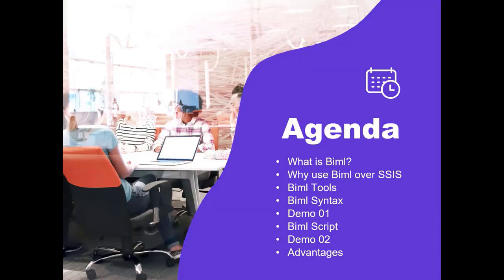Next, we will move on to demo one. Here I will be demonstrating how we can create an SSIS package using Biml. After that, we will touch on BimlScript components. Then we will move on to demo 2. In demo 2, I will be demonstrating how we can extract data from the source to the staging database using BimlScript. And finally, we can see what the advantages of Biml are.